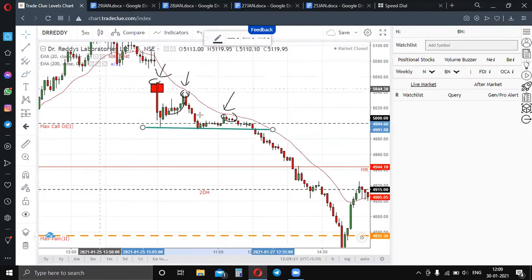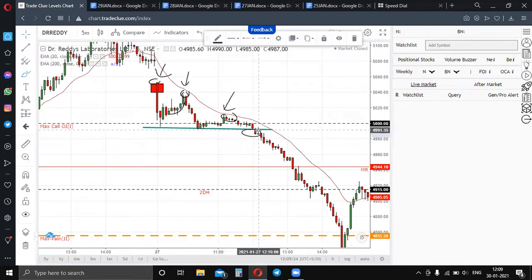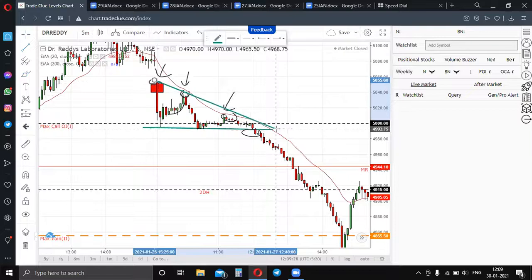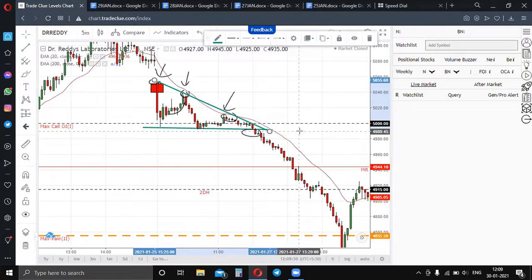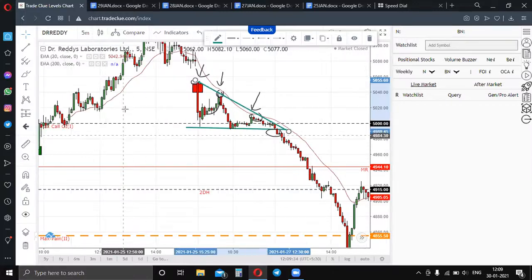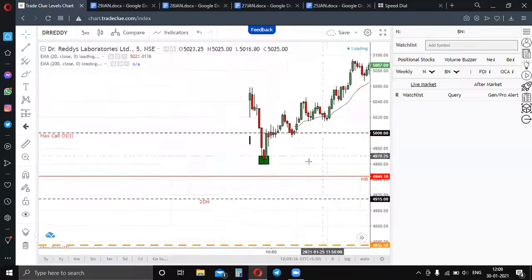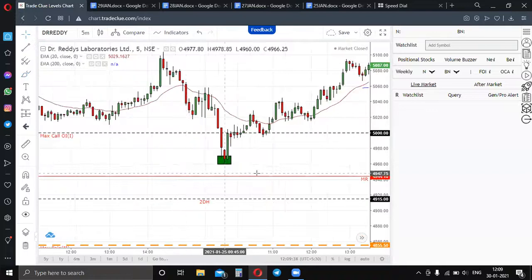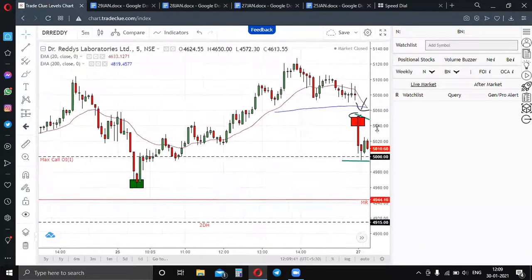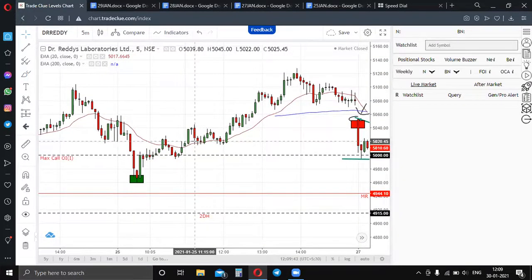As soon as it gets rejected, I can think about getting into it, because it is now also forming one of our patterns to enter, which is the descending triangle, right? So moving ahead, what happened on 25th? On 25th also, it started forming this particular pattern.